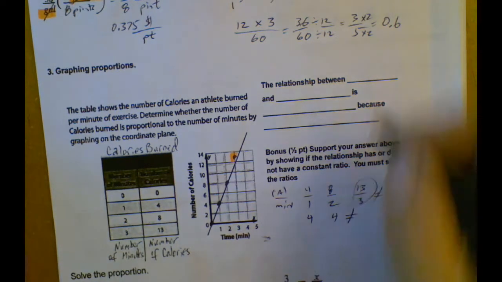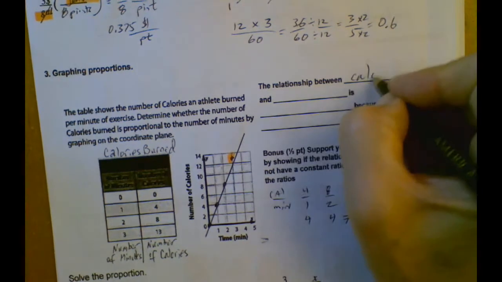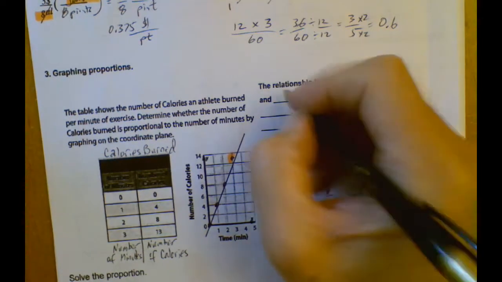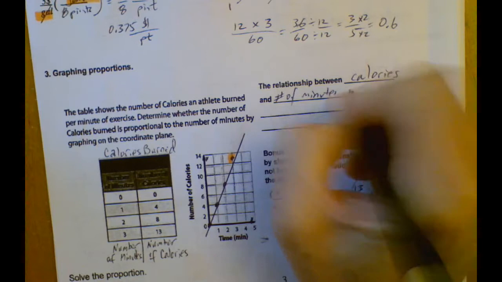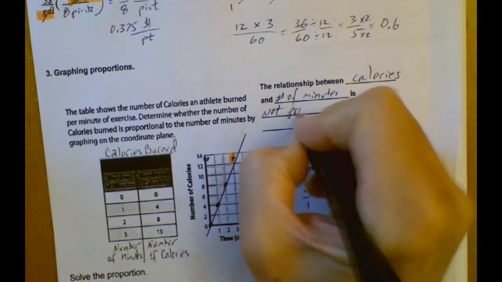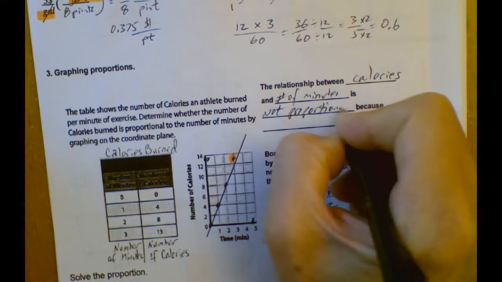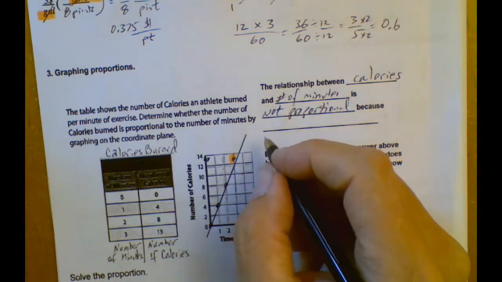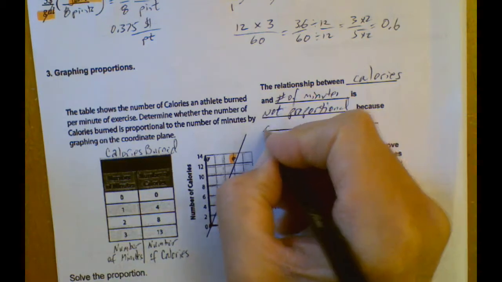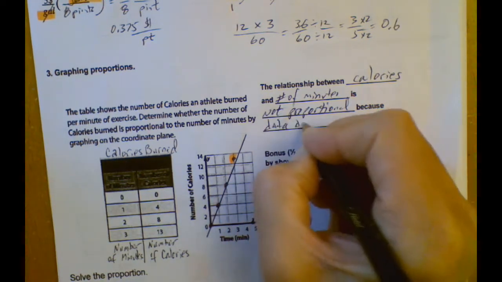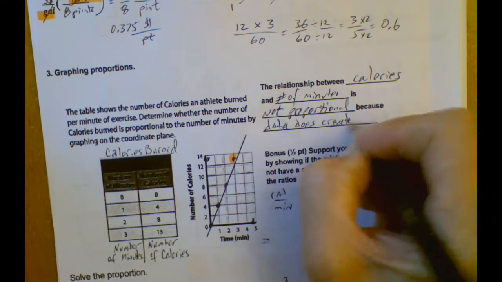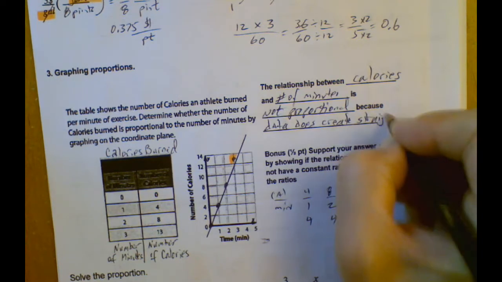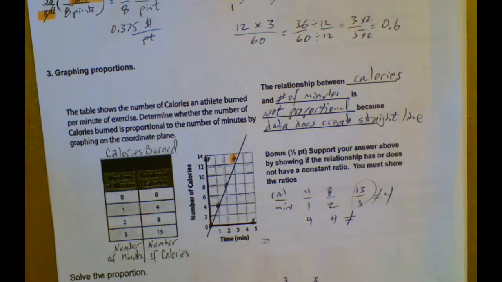So the relationship between calories and number of minutes is not proportional. And it's not proportional because the graph does not go through all the points. The data does not form a straight line. So it's not proportional, but it was close, wasn't it?